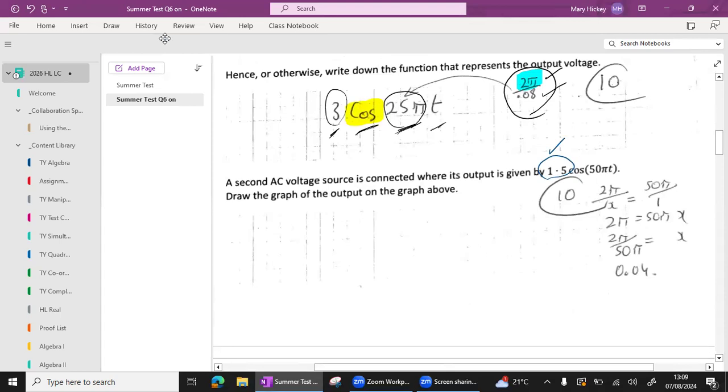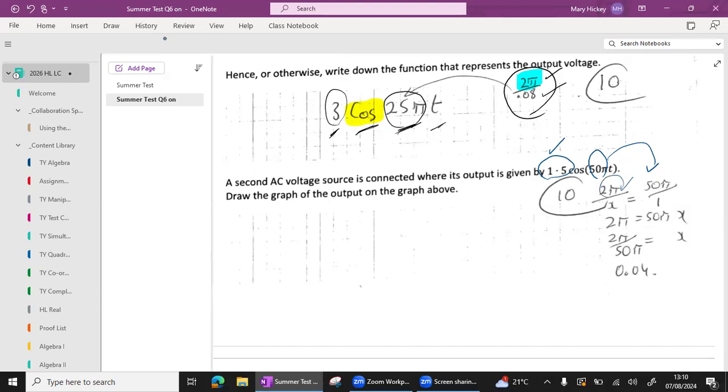So 1.5 is the amplitude, so 1.5 above 0. The cos is the shape. Now, the 50 pi, let me explain. I've explained that here, actually. So what I've done is I've put the normal period for cos, 2 pi, over the mystery number, because before I drew that, I didn't know what the period was going to be. And I let that equal to what it says it is in the question, the 50 pi. By doing that, I can discover this mystery number and I cross multiplied.